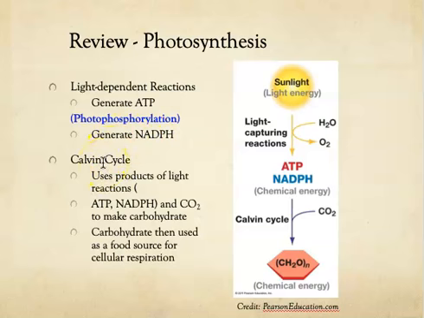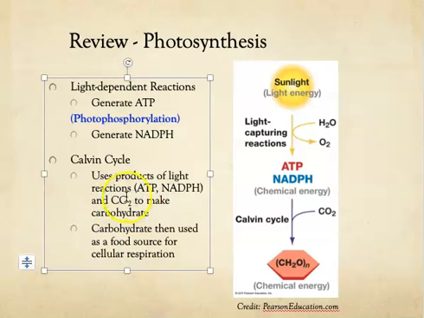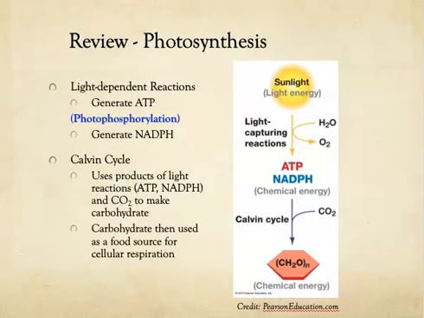The Calvin cycle takes the products of the light reactions, ATP, NADPH, and also carbon dioxide, and it uses these to make carbohydrate, glucose. The reason that cells perform photosynthesis, if they're able, is to make carbohydrate. That's the purpose of photosynthesis. Those photosynthetic organisms will then use that carbohydrate for cellular respiration in order to make ATP.